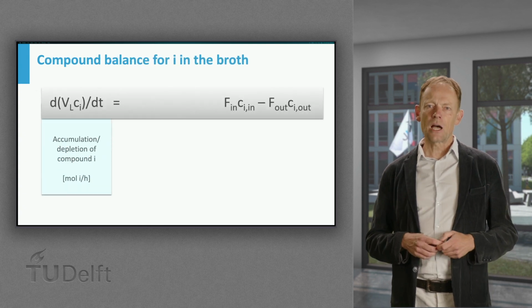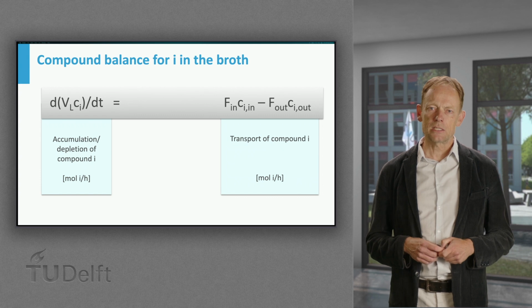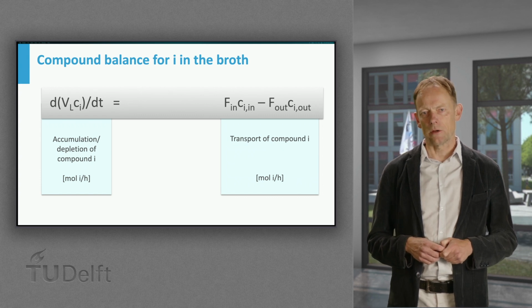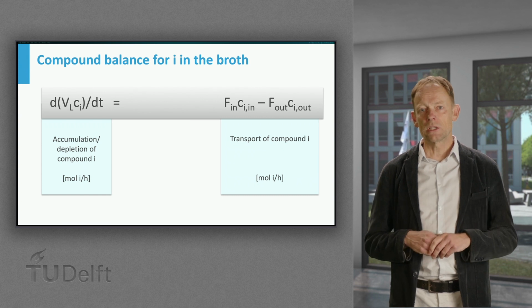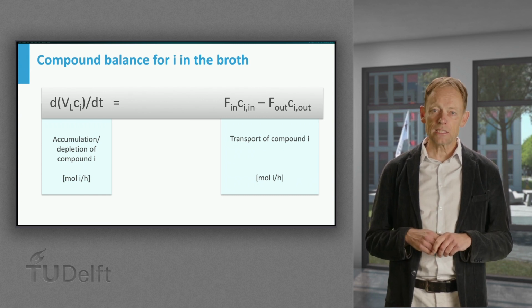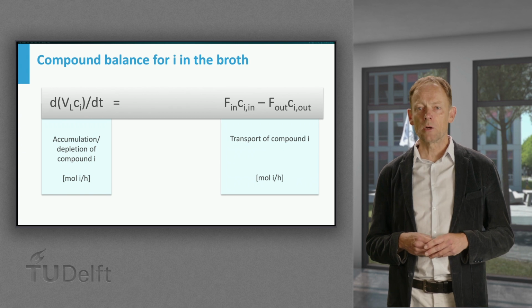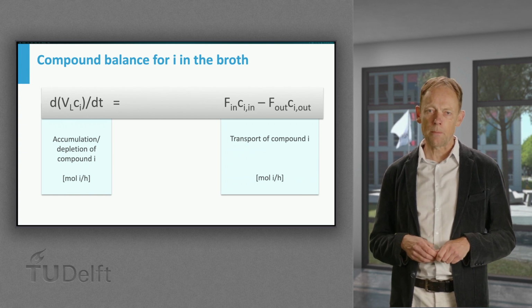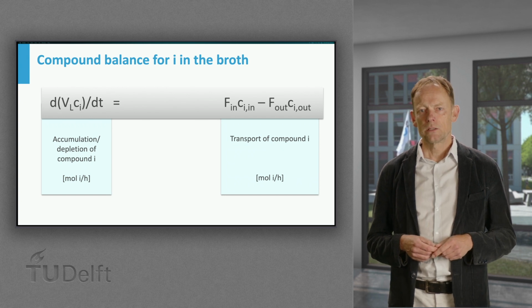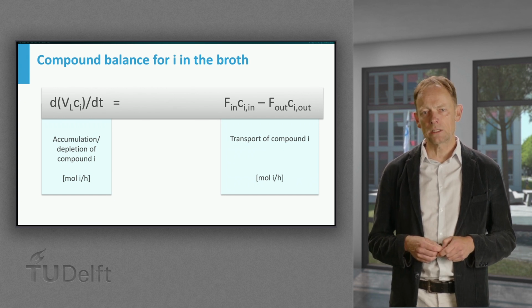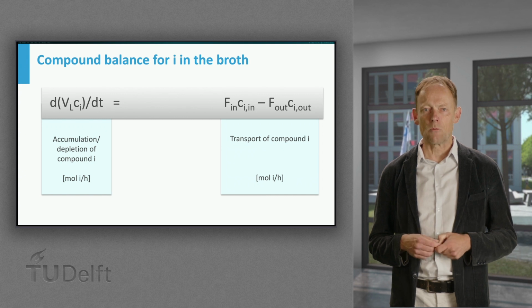Let me take the example of a compound balance as applies to a system in the broth. A compound I in a solution is added with a certain rate in kilogram or moles per hour multiplied by the concentrations of the compound in kilograms or moles per kilogram solution. The result is a term with the unit kilogram per hour or moles per hour.